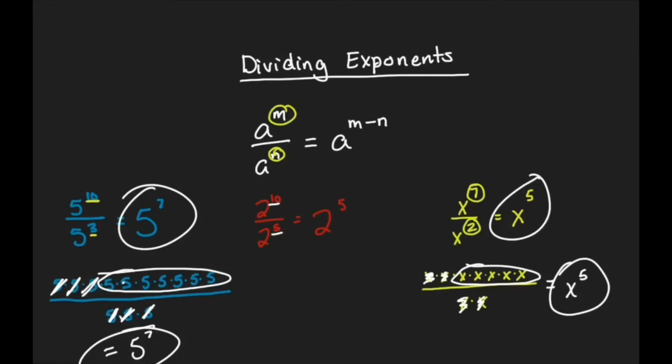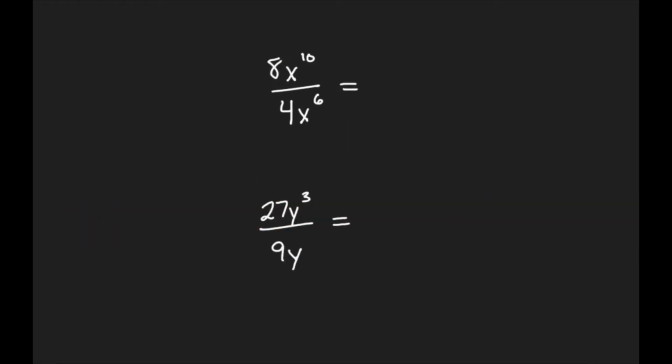Instead of having things with no coefficient like these, we'll do some examples where we have coefficients. It's really the exact same process. The only difference is now we have to account for these coefficients at the front. All we have to do is simplify it. So 8 divided by 4 is 2. So we just divide those out. And then we still follow our exponent rule. So x to the 10th power divided by x to the 6th power is x to the 4th power, because all we're doing is subtracting.